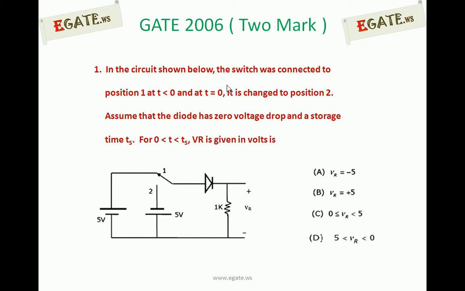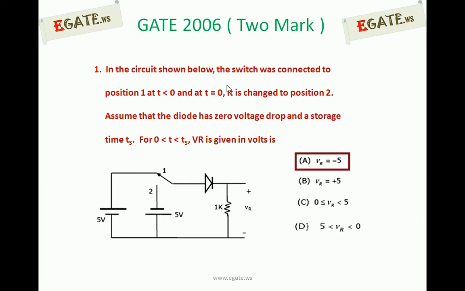So in the circuit, for t less than 0, the diode P side is connected to plus 5 volts, and at t equal to 0, it has changed to minus 5 volts, and the diode has 0 voltage drop and a storage time of Ts. Within the storage time Ts, after the switch has been changed to position 2, the voltage across the resistor is minus 5 volts. The correct answer is A.